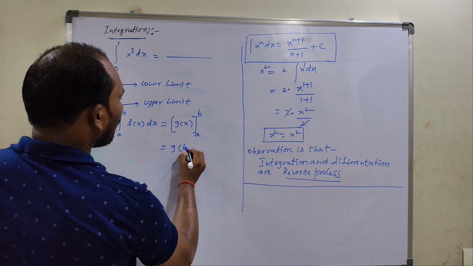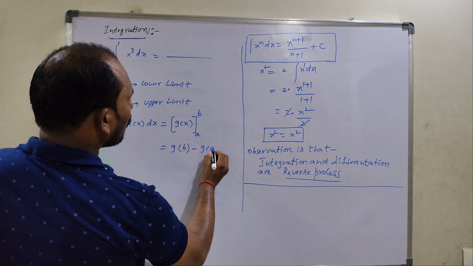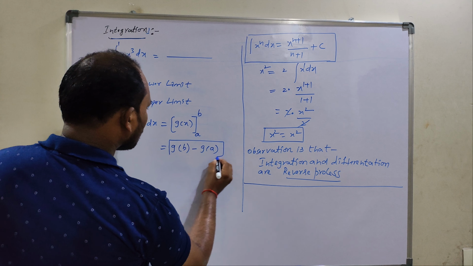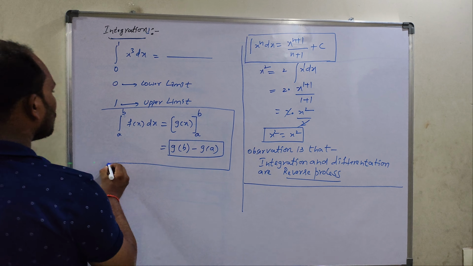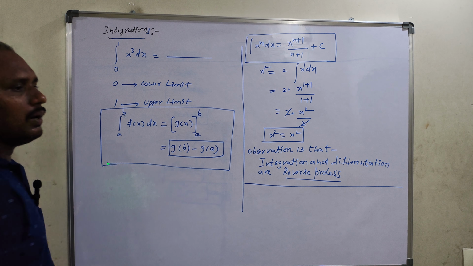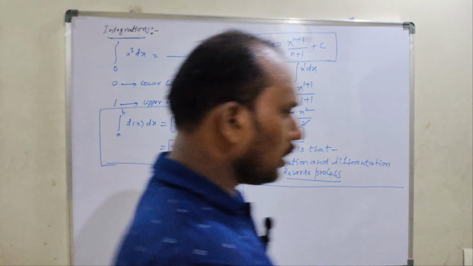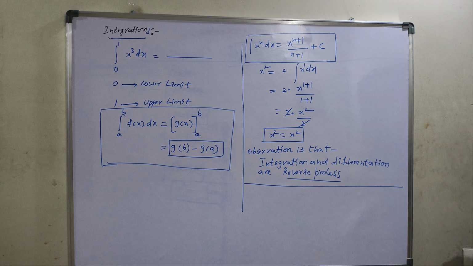G of b, upper limit minus lower limit. Keep in mind, this is very, very important. So upper limit minus lower limit. So till now, what did we discuss, guys?